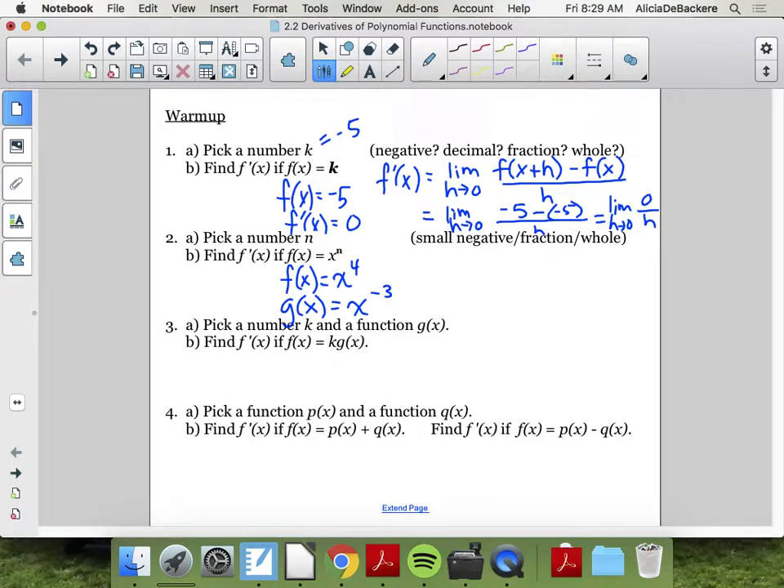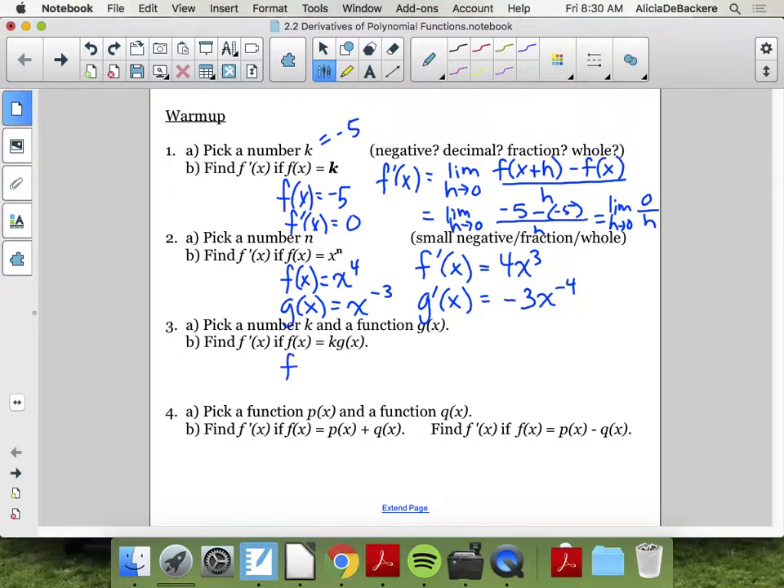And what you should have found going through the limits for these two examples is my f prime derivative would come out as 4x cubed, and my g prime, so the derivative of g at x, would come out here as -3x to the -4. And we're looking for some patterns, like how did I do that in my head without having to calculate the limit?